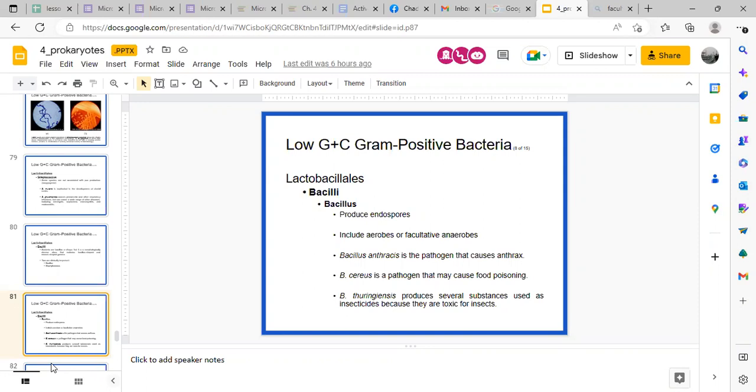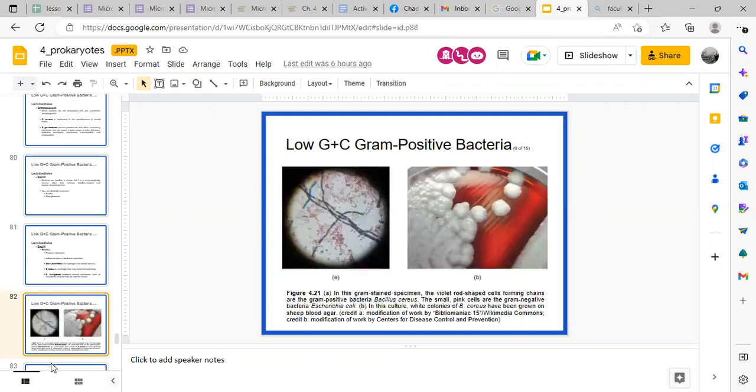Another species, you have B. cereus. It's a pathogen that may cause food poisoning. You have B. thuringiensis. These produce several substances used as insecticides because they are toxic for insects. Okay, so that's the gram stain specimen.